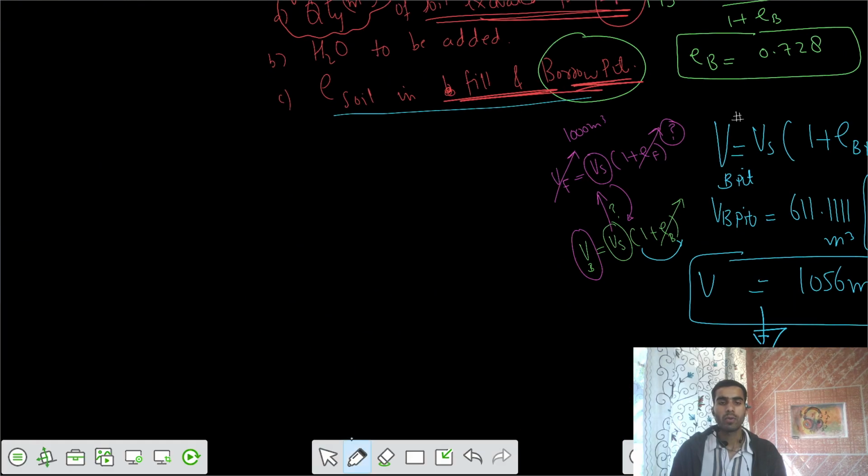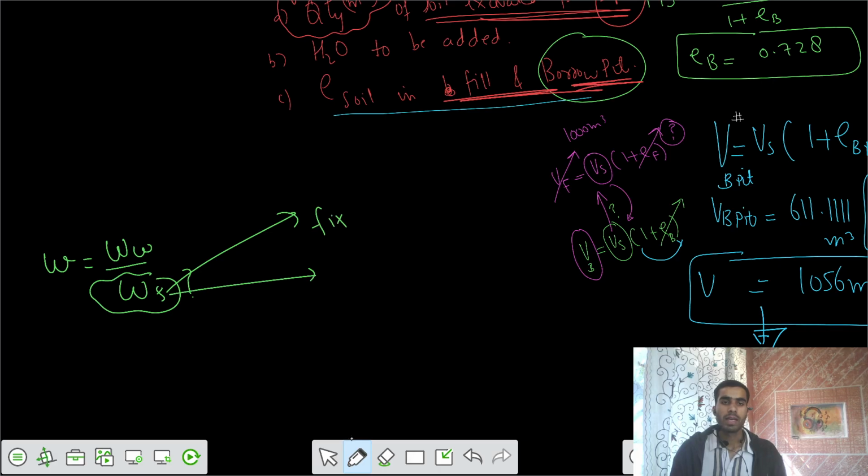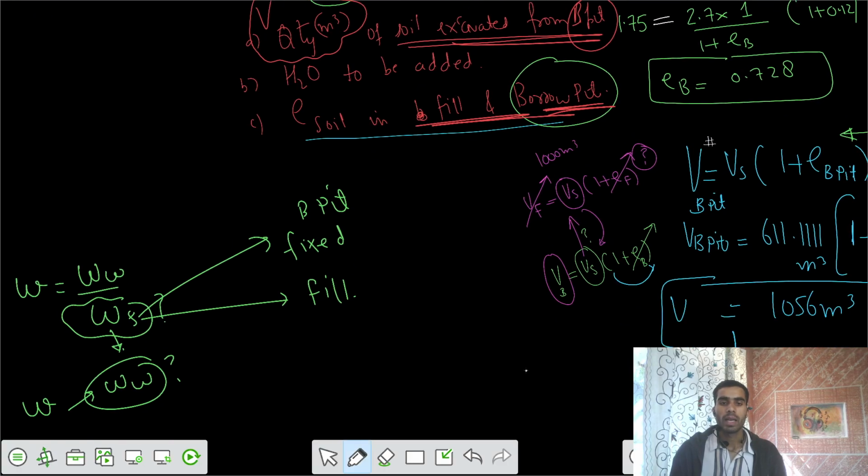We have the equation that water content is weight of water by weight of solids. If the weight of solids is fixed on both sides, borrow pit and fill, that means your water content is changing only by the weight of water. So how much water we have to add would be water content 2 minus water content 1, times weight of solids.